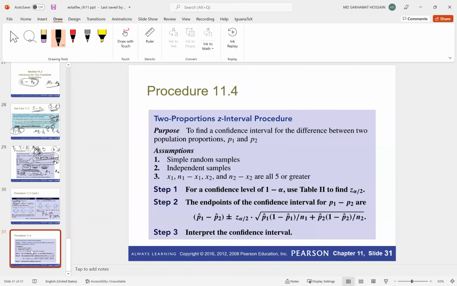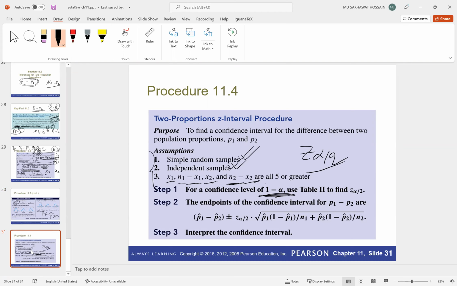Okay, the next one is the two proportion Z interval procedure. This is also similar. The assumptions are the same: simple random sample, independent samples, and x1, n1 minus x1, x2, and n2 minus x2 are all 5 or greater than 5. Then you need to determine the level of significance or confidence level. Confidence level is 1 minus alpha, and level of significance is alpha. Then you will calculate Z alpha over 2.